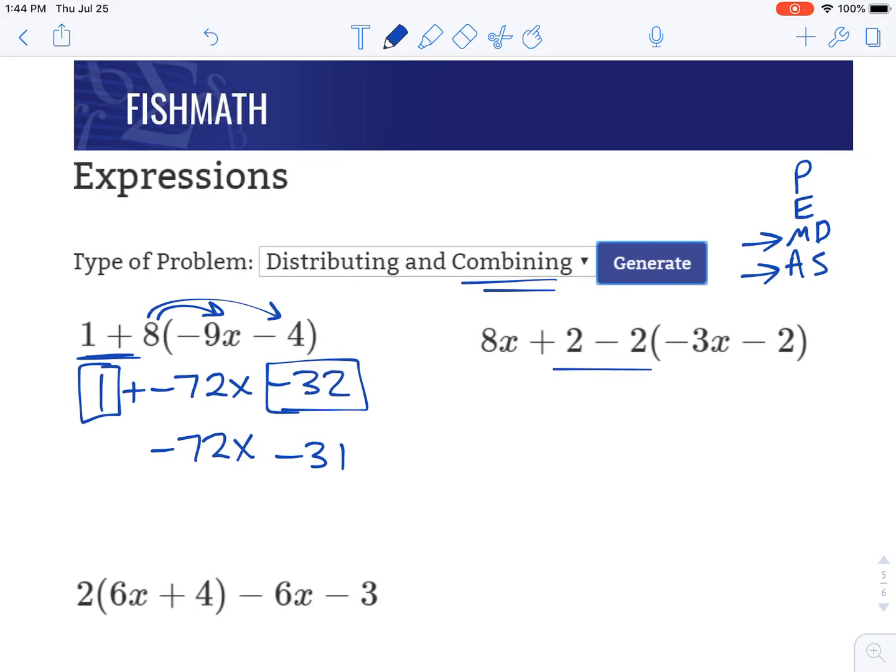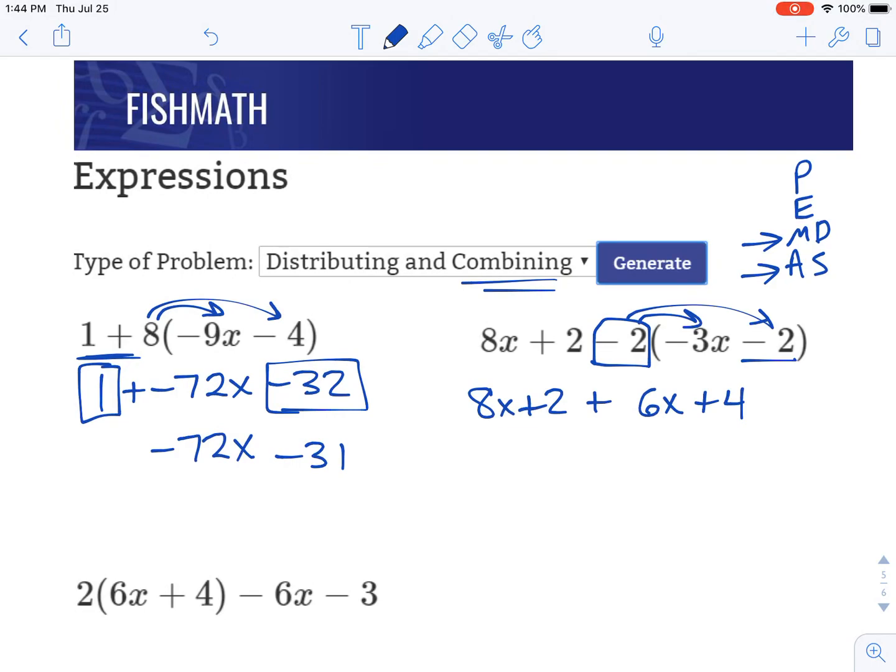Same thing over here. You're going to want to do 2 plus negative 2, or positive 2 minus 2, and get a 0 there, but you can't. You've got to take this minus 2 and distribute that in first. Negative 2 times negative 3x would be a positive 6x, and then negative 2 times negative 2 would be a plus 4. Then copy everything else down. We have an 8x plus 2, and then we're going to bring down a plus sign there because we already used the minus to carry into the other ones, so it's going to be a plus 6x plus 4.